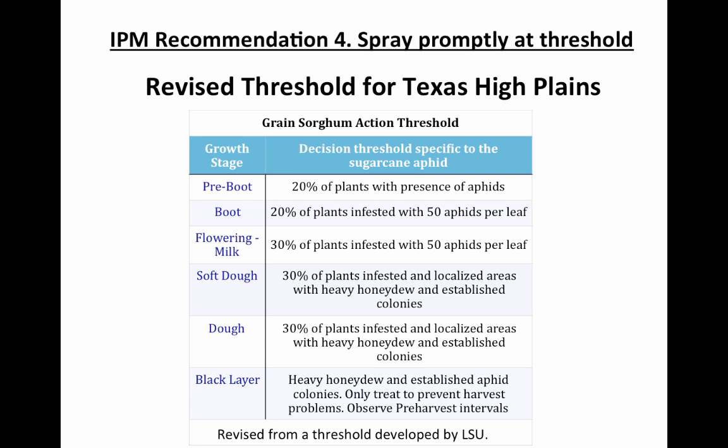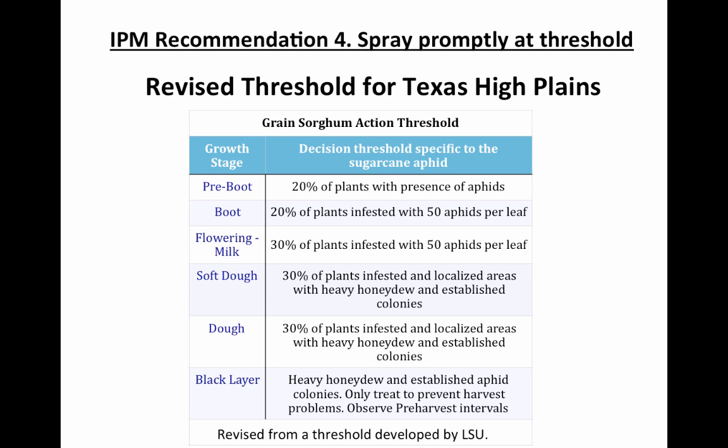So we decided that we'd adopt a threshold that was developed by LSU, and we kind of adjusted it for our particular situations. And this threshold that we're using is based on the percentage of the plants that are infested at different growth stages. And that allows an individual to go out there and scout the field and look on individual plants, and if they can find an aphid on that plant, he doesn't have to count the number of aphids. All he has to know is whether or not the plant is infested or non-infested. And then he counts the number of plants and he counts those that are infested, and he comes up with the percentage of the plants infested.